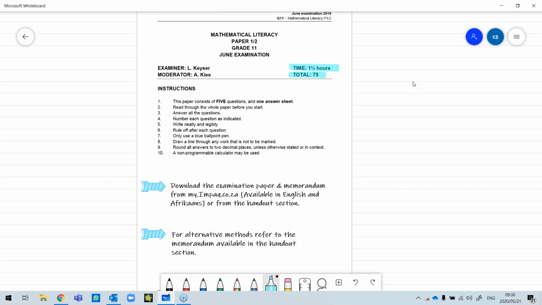For all the learners, please download the examination paper and memorandum from myimpact.co.za, and you will be able to download it there from the exam resources. It is available in both English and Afrikaans. Alternatively, today's paper and memorandum is in the handout section.